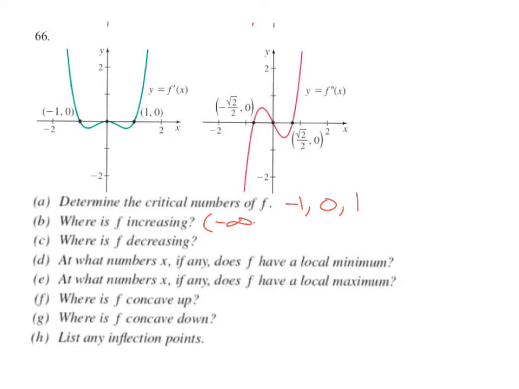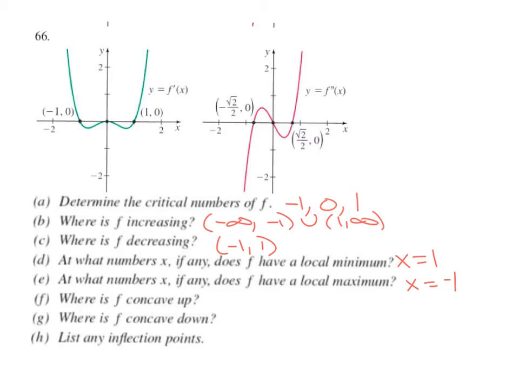Increasing, negative infinity to negative 1, 1 to infinity. Decreasing, negative 1 to 1. Local min is negative to positive, so that's x equals 1. Max is positive to negative, so that's negative 1.